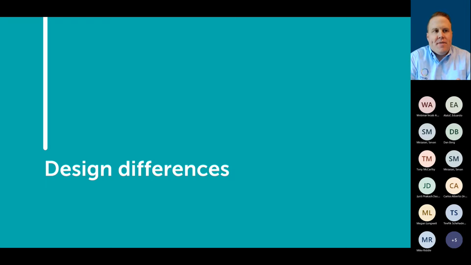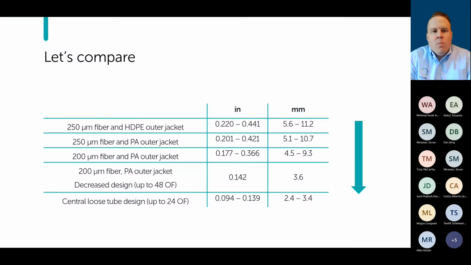All right, so what are the differences when we're looking at all of these? This is the rundown in the order of the slides that we just went through, starting with our 250 micron fiber HDPE outer jacket, all the way down to our central loose tube design. Each step is just dropping the outer diameter of the cable down to basically the lowest that we can go. So with the 250 micron fiber HDPE outer jacket, you can see we're between 0.22 and 0.44 in regard to the outer diameter.